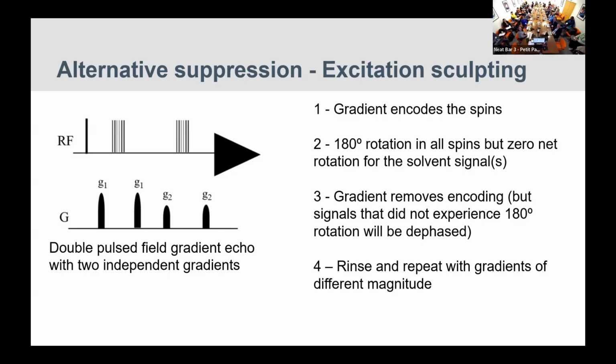And then the way excitation sculpting works is you have a gradient pulse. So it's actually two gradient echoes here. You have a gradient pulse that encodes all your spins. You have one selective 180 rotation here that produces 180 degrees rotation in all your spins except for the solvent. And then you reverse the encoding with the second gradient, and then you just rinse and repeat using gradients of different magnitude. And this is a very important characteristic of the excitation sculpting, is that those two gradient blocks, they have to be independent.